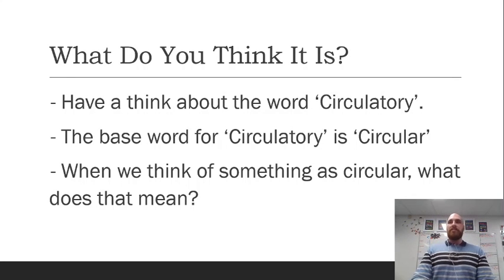All right, what do you think it is? So let's just start off with some brainstorming. I want you to have a think about the word circulatory system. Now, the base word for circulatory system is circular. So when something's circular, what does it actually mean? It means it's going around in a circle, just like a circuit. So circulatory system, think circuit. So things are constantly going around in a circle.